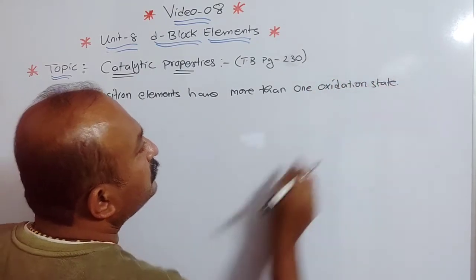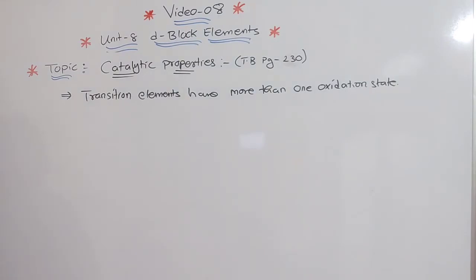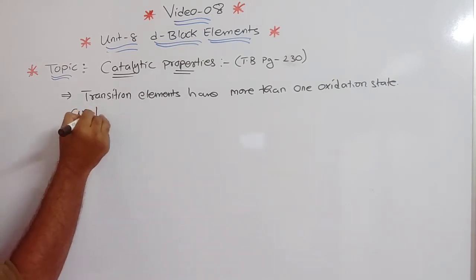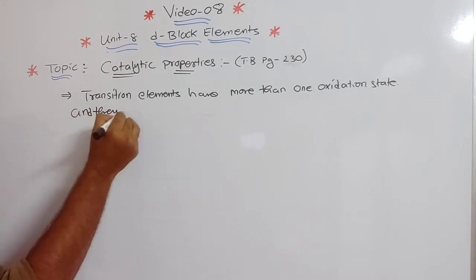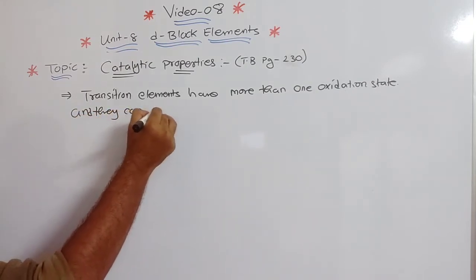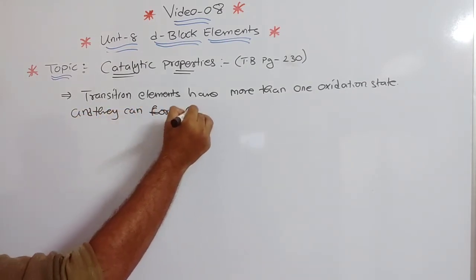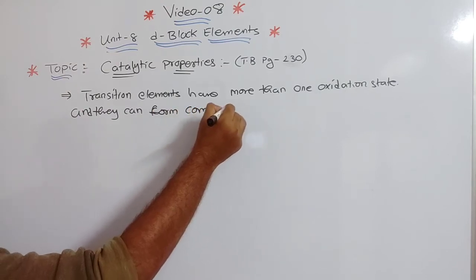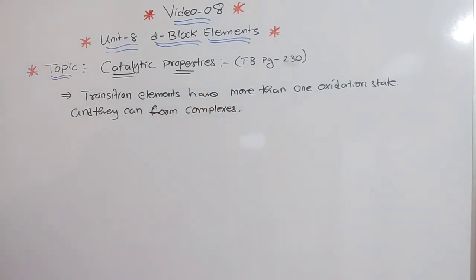Now, more than one oxidation state we have already seen, because of all the ions' formation and all that table of ionization enthalpy. You can see, you will come to know which ions are formed in different oxidation states. And they can form complexes. Clear?